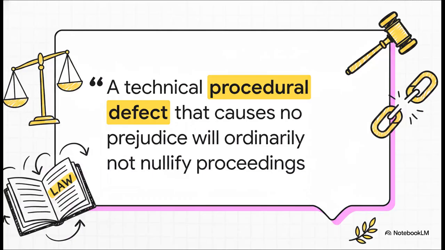And honestly, this aligns perfectly with how the highest courts view the matter. Check out this guiding philosophy from the Supreme Court. A technical procedural defect that causes no prejudice will ordinarily not nullify proceedings, but a defect that deprives a party of a fair hearing strikes at the root of the court's authority. The absolute crucial takeaway here is that procedural rules exist to advance the pursuit of justice, not to frustrate it. The court will often overlook a harmless, innocent error, but it will absolutely never forgive a breach of natural justice.